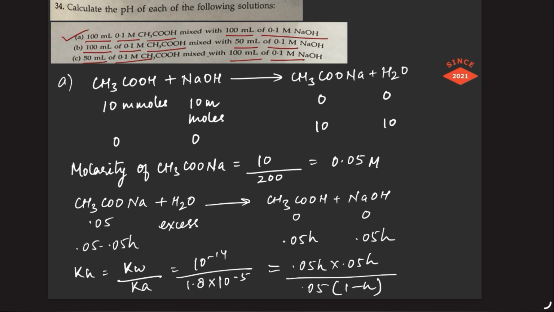Now the first one, the reaction will be acetic acid plus NaOH forming salt and water. Now molarity is given and volume is given. So molarity into volume. What is molarity into volume? Number of moles.